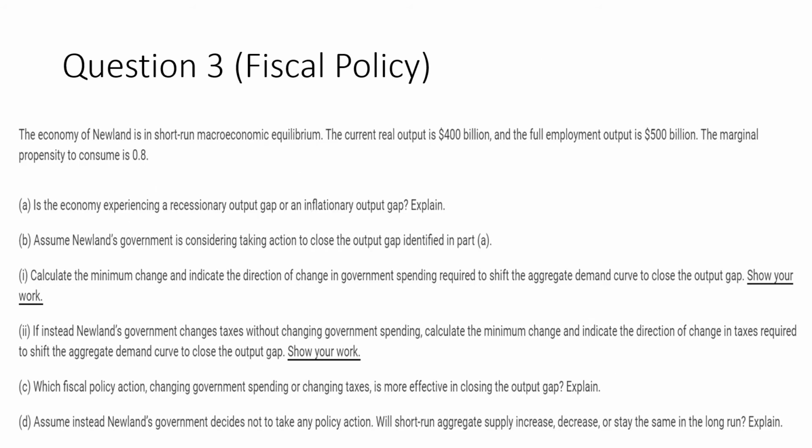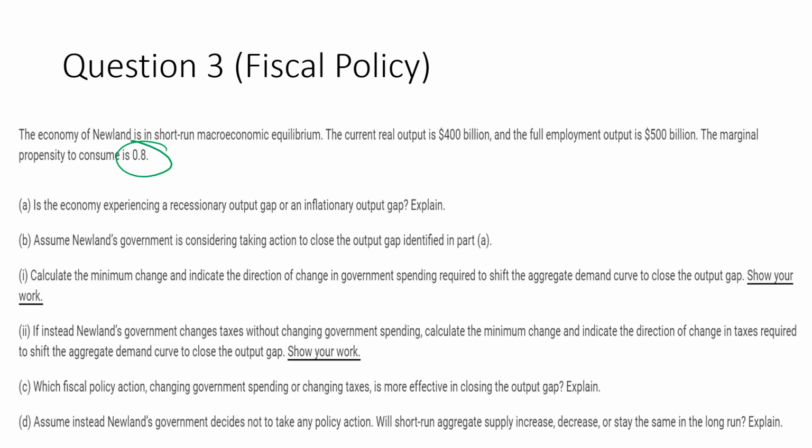All right, last question, question 3, and this is kind of a doozy. This is a tricky one. This one's going to involve a little bit more math, so get out your calculators. The economy of Newland is in short-run equilibrium. Okay, short-run macroeconomic equilibrium. That's important. The current real output is 400 billion, and the full employment output is 500 billion. Okay, that's also going to be a pretty important thing that we're going to want to pay attention to. Okay, 400 and 500 billion. And the marginal propensity to consume in this case is going to be 0.08. Okay, once again, something we want to pay attention to here.